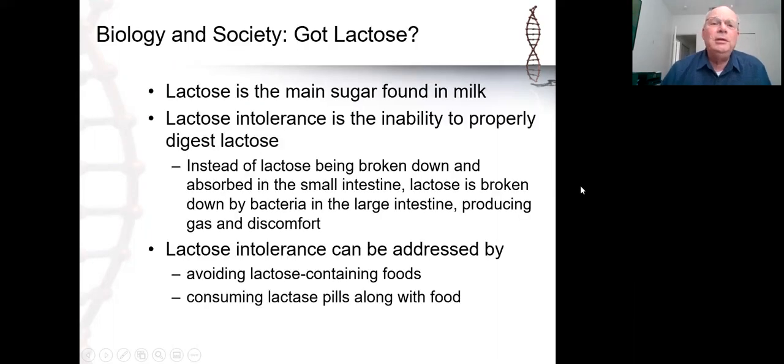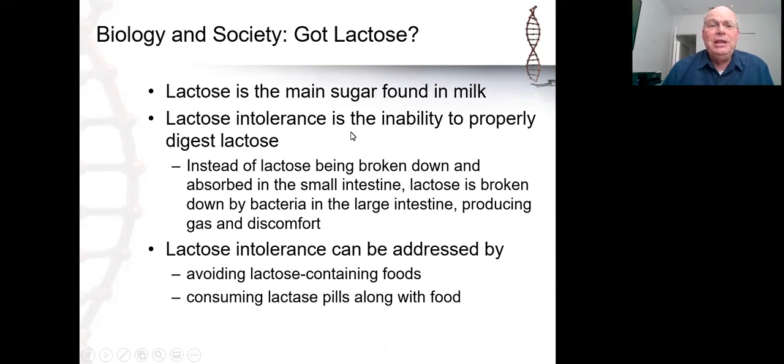And we begin by looking at something that is misnamed. And so what do I mean by misnamed when I say that? Well, you can see that the condition here is called lactose intolerance. And many of you probably actually suffer from this. You may know it or you may not know it, depending on how severe is your lactose intolerance.